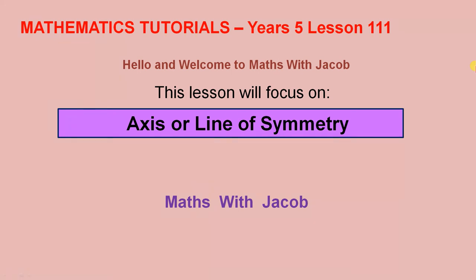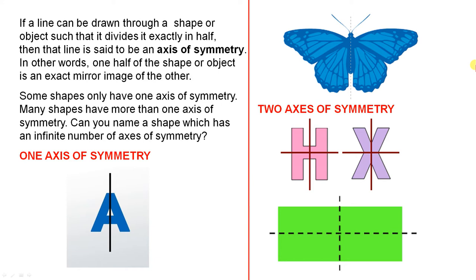This lesson will focus on axis or line of symmetry. If a line can be drawn through a shape or object such that it divides it exactly in half, then that line is said to be an axis of symmetry. In other words, one half of the shape or object is an exact mirror image of the other.